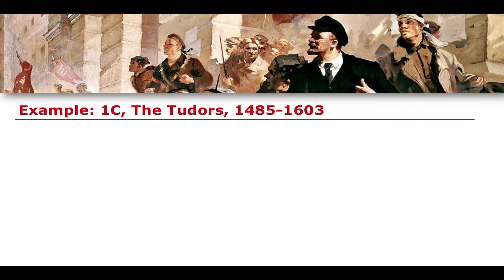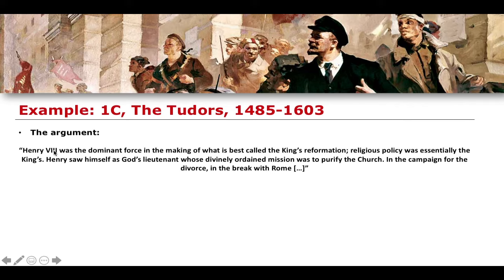So the mark scheme has a couple of things. The argument in question that the mark scheme is referring to is this bit of the extract. So Henry VIII was the dominant force in the making of what is best called the King's Reformation. Religious policy was essentially the King's. Henry saw himself as God's lieutenant, whose divinely ordained mission was to purify the church, etc., etc., break from Rome, etc.